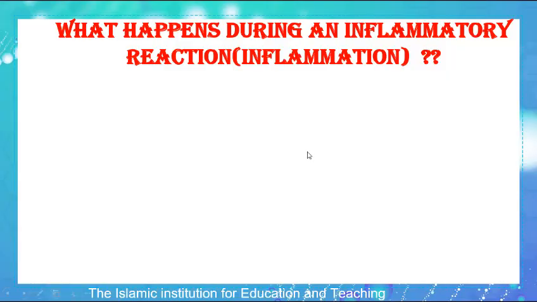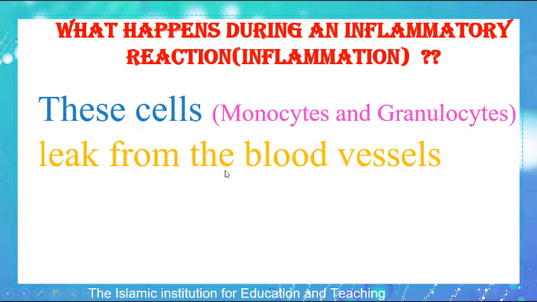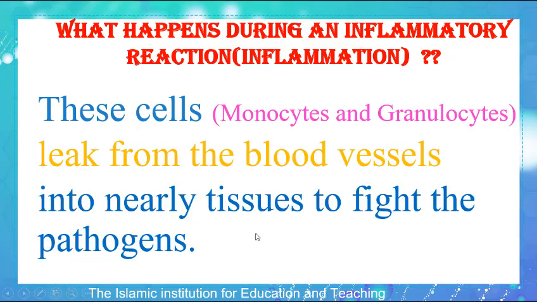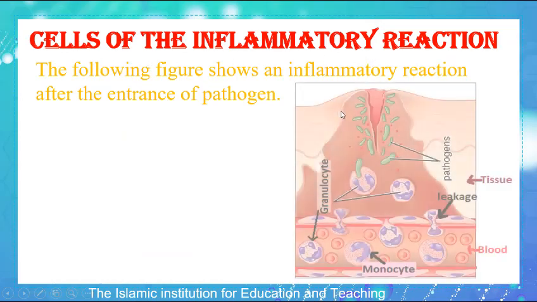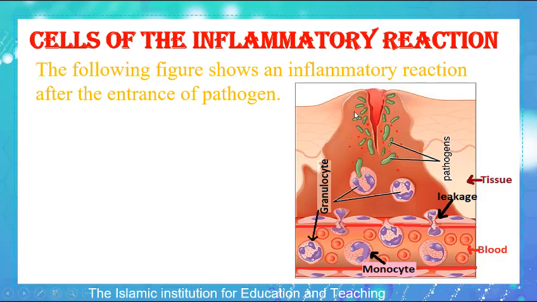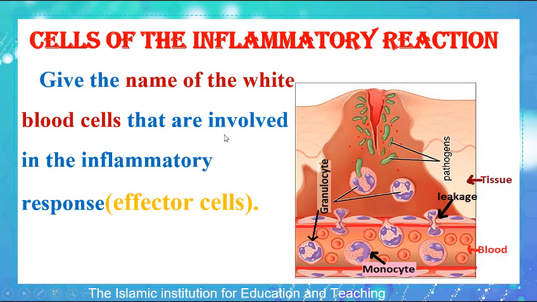Then, we can conclude that these cells, the monocytes and the granulocytes, leak from the blood vessels into nearby tissues to fight the pathogens. Then, let's indicate the cells of the inflammatory reaction. The following figure shows an inflammatory reaction after the entrance of pathogen. Please give the name of the white blood cells that are involved in the inflammatory reaction or effector cells. Excellent. They are granulocyte and monocyte. Granulocyte has multi-lobed nucleus, while monocyte has horseshoe-shaped nucleus.